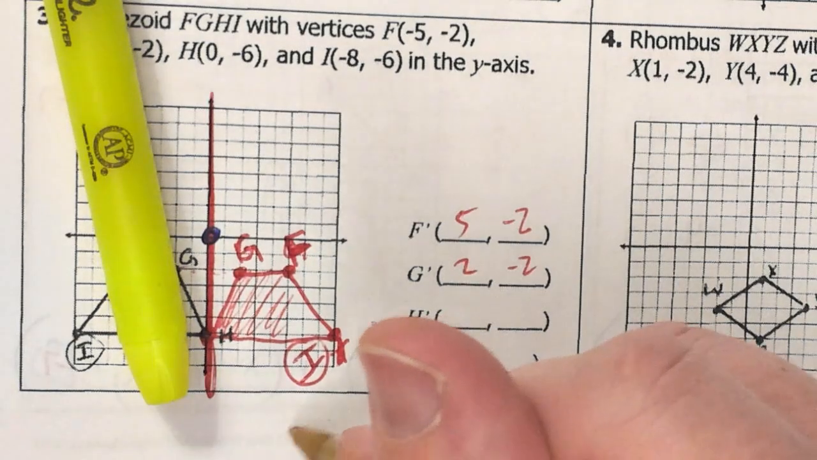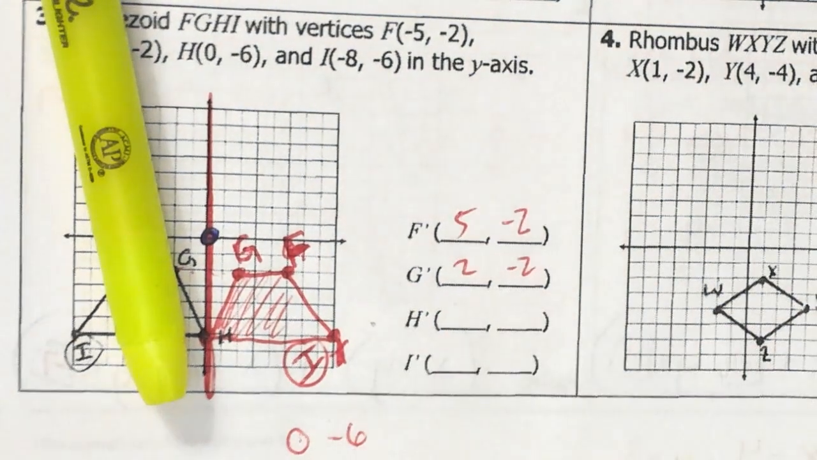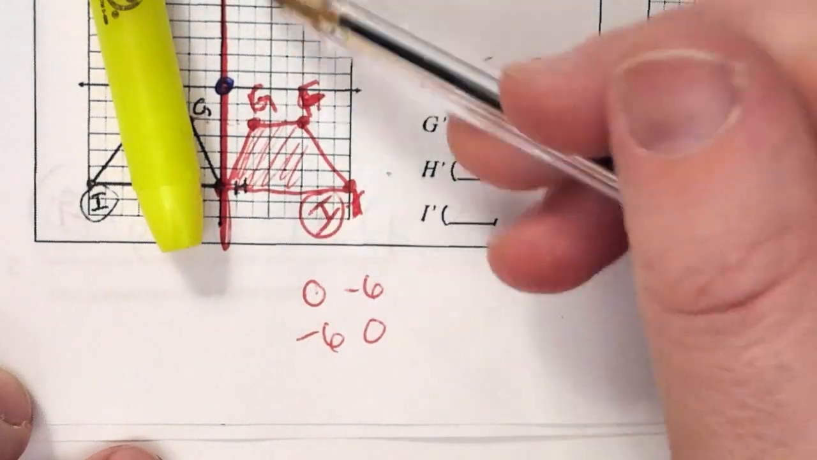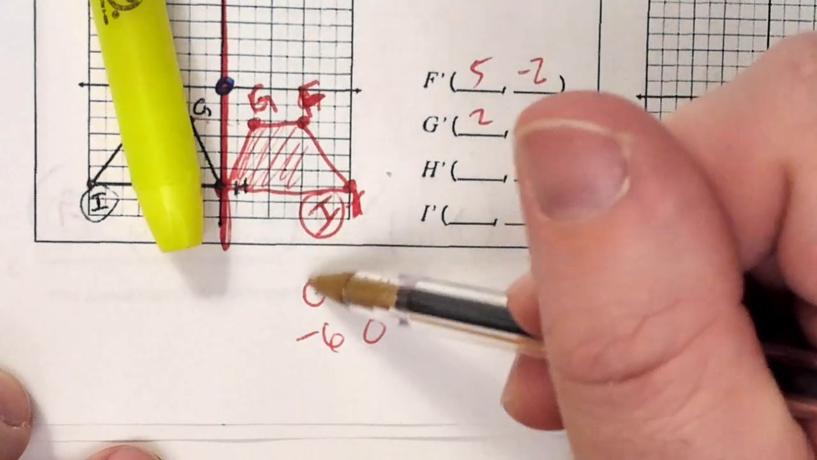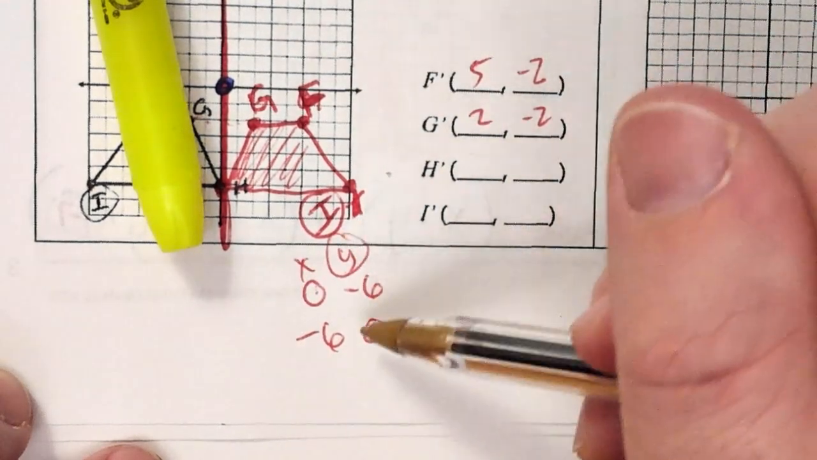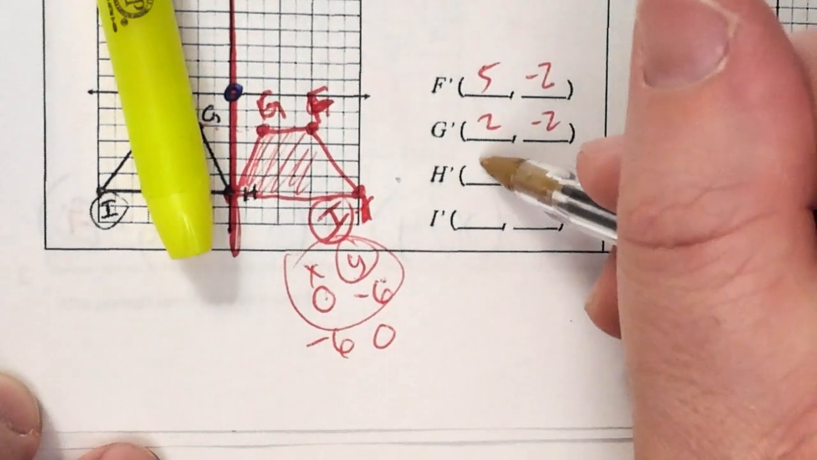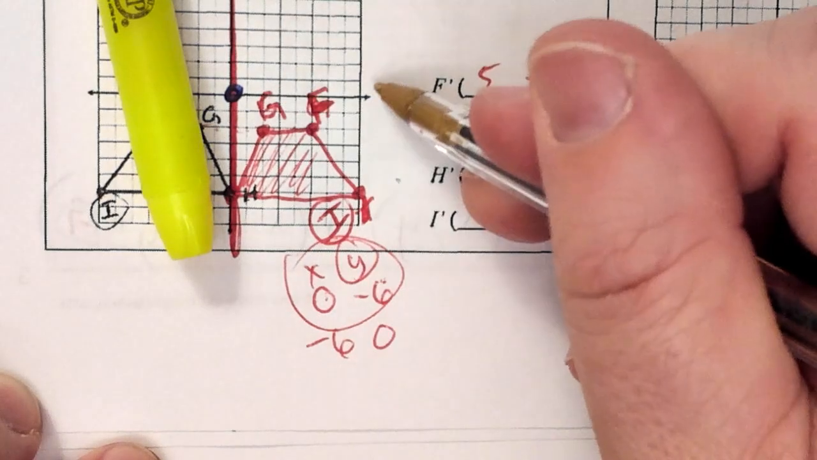So is it 0, negative 6, or is it negative 6, 0? Okay, now how do you know that? Is this on the x-axis or the y-axis? This is on the y-axis, so the number has to be with the y. So that's this one right there. So that is 0, negative 6. And I is positive 8, negative 6.